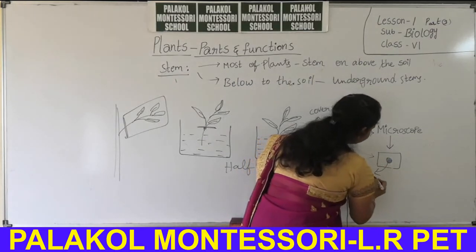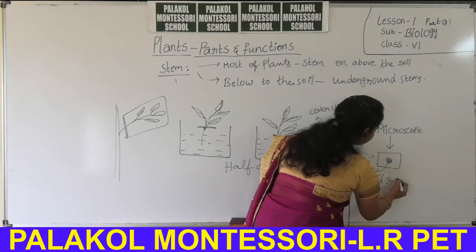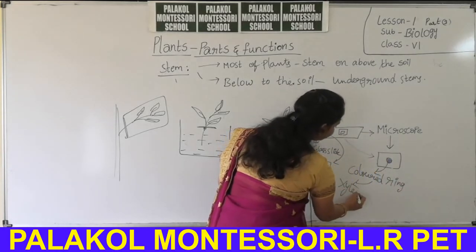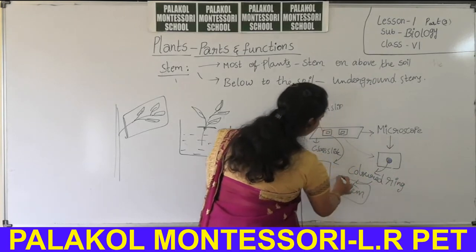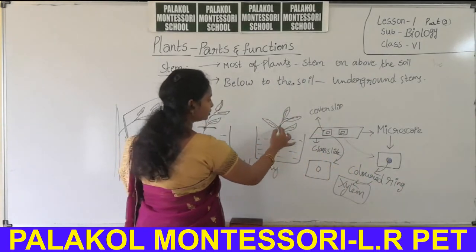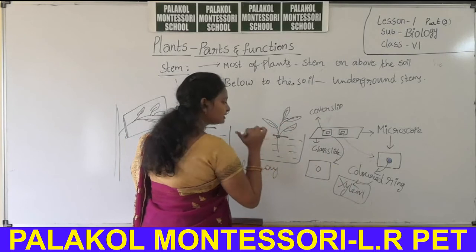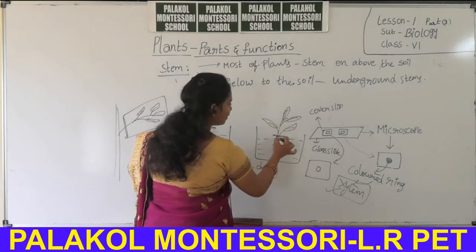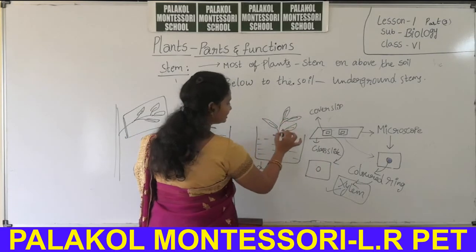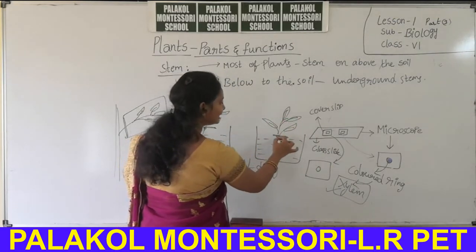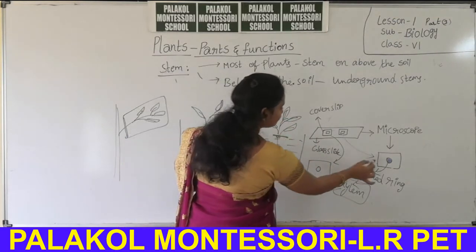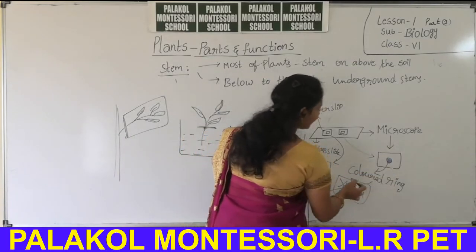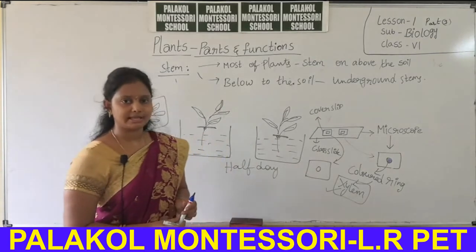This colored ring is nothing but xylem. So water is transported through the plant body through which tissue? Xylem. So xylem takes up the colored water to each and every part of the stem. If you observe the cut portion of this plant, you should observe that the colored ring is xylem. This is nothing but stem.